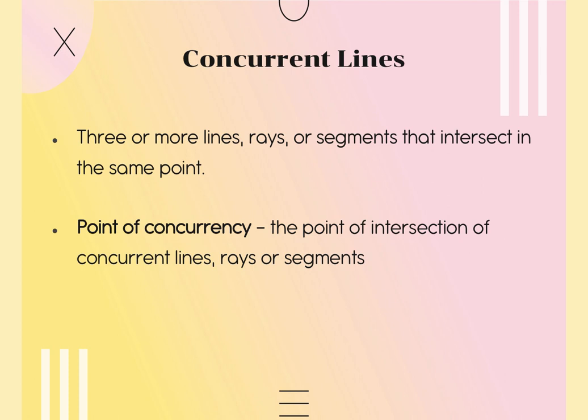First definition is called concurrent lines, and concurrent lines are 3 or more lines, rays, or segments that intersect in the same point. So any 3 lines that intersect at the same point, these would all be called concurrent lines. The point of concurrency is the point of intersection of those lines, rays, or segments.